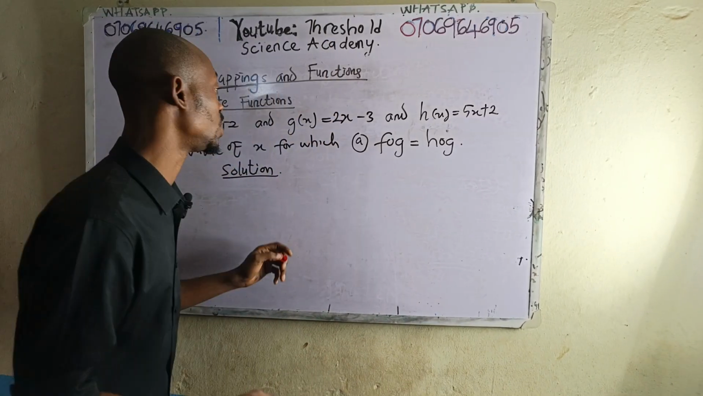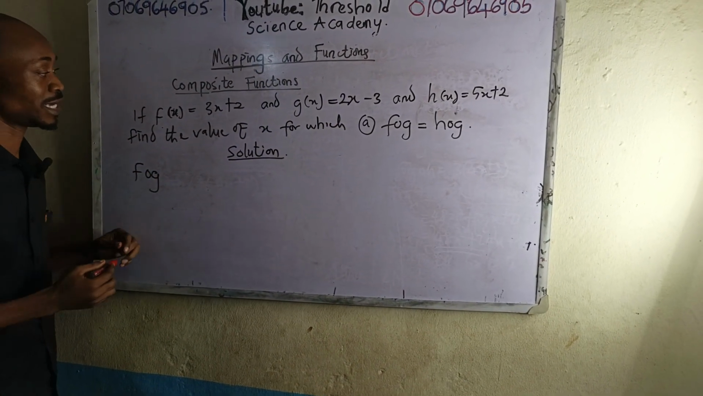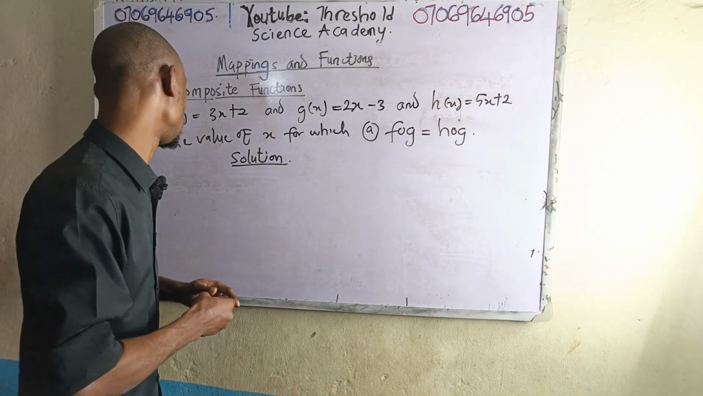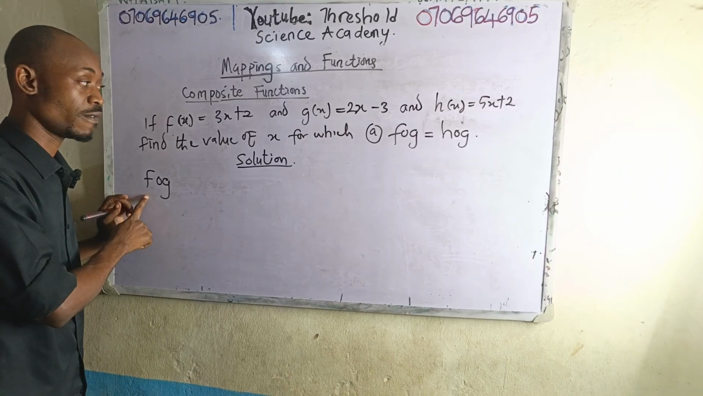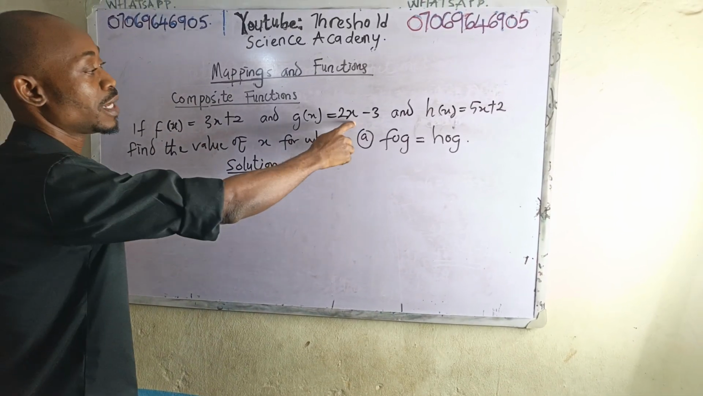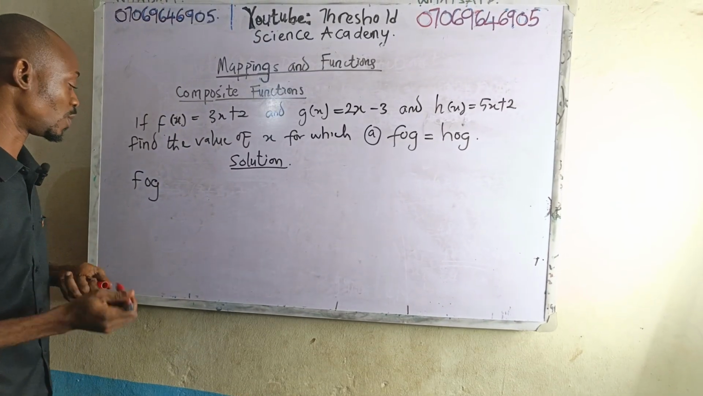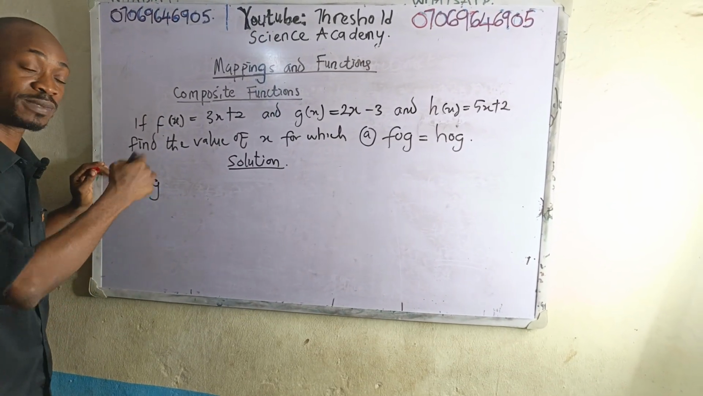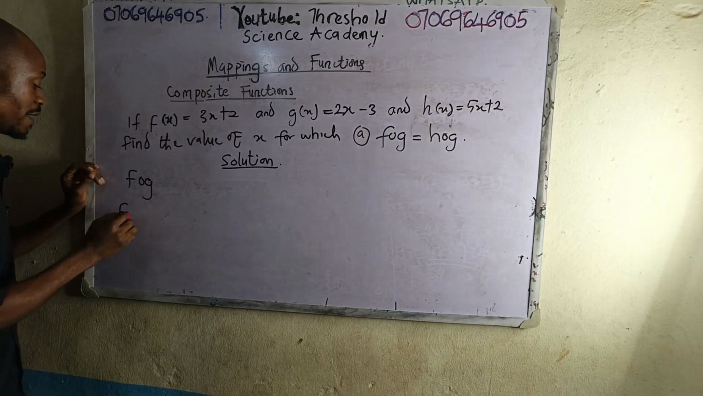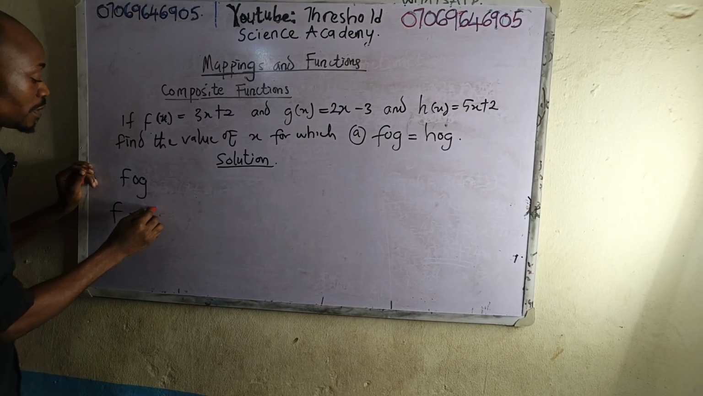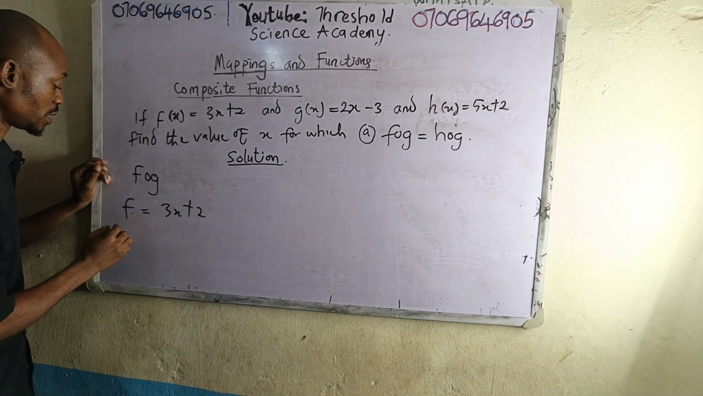The first thing to do is find f of g. Like I said in the previous videos, you take the entire g and then you dunk it inside f. What is the g that's been given? That's 2x minus 3. And the f you have is 3x plus 2. f is the receiving function, so we write it first. f equals 3x plus 2. That's the f function.